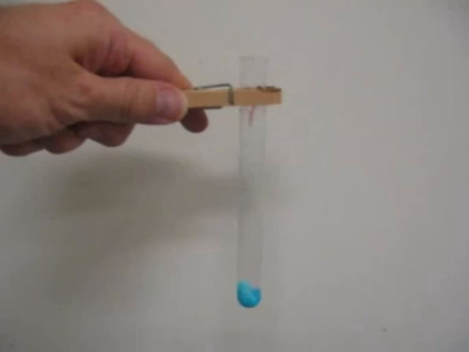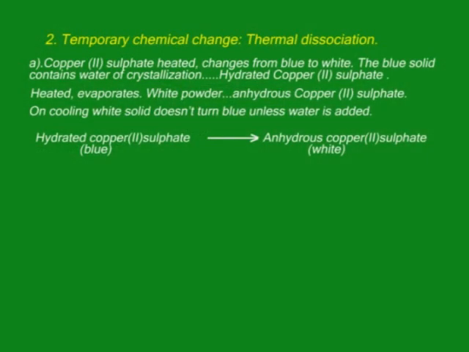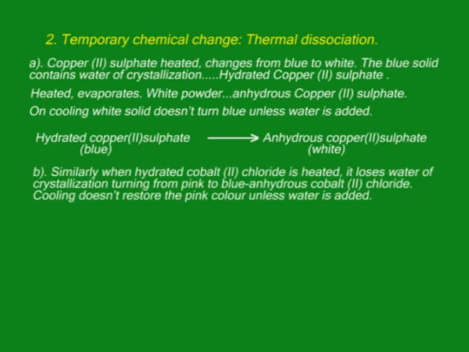Now, you must have realized that on cooling, the white solid cannot turn back into the blue solid unless water is added. Similarly, when hydrated cobalt 2 chloride is heated, it loses its water of crystallization, turning from pink to blue. The blue solid is called anhydrous cobalt 2 chloride. It cannot turn into pink on cooling unless water is added.